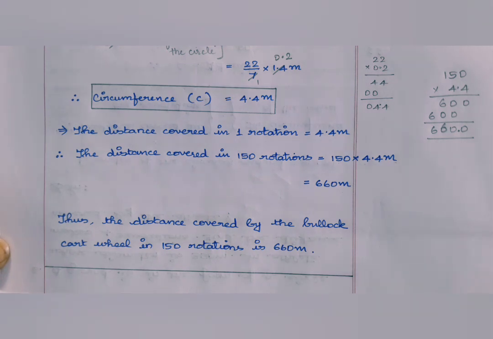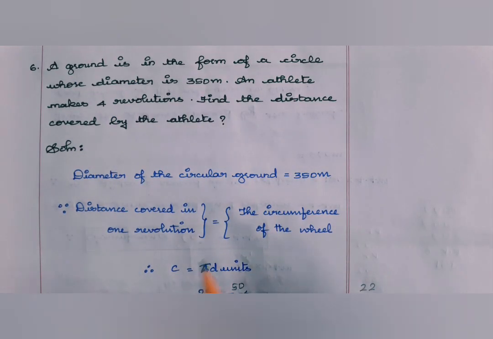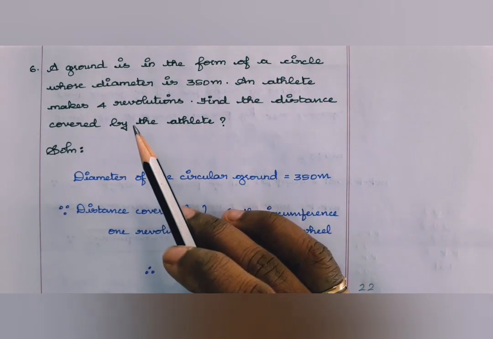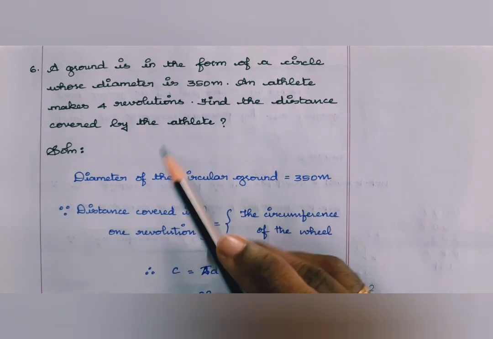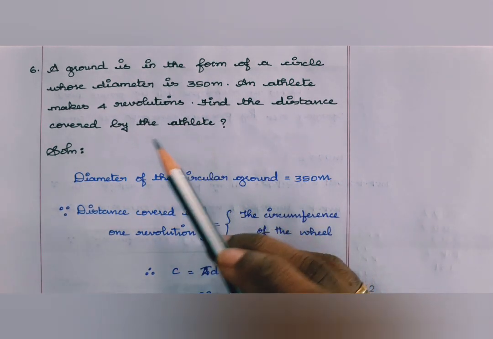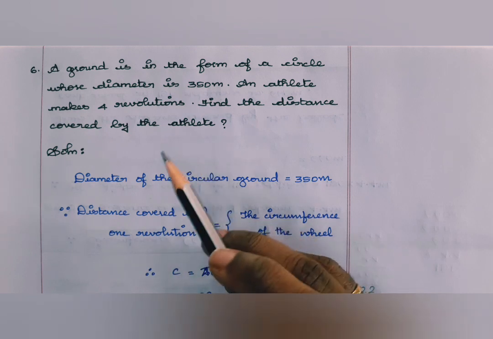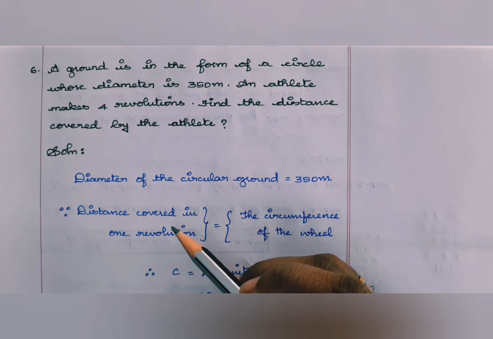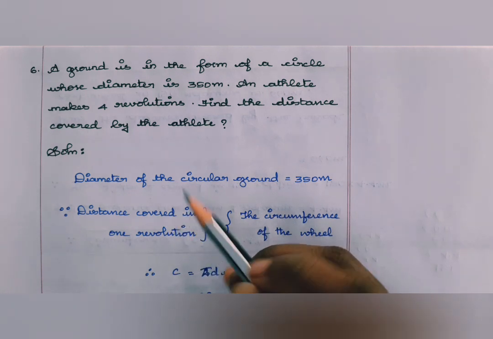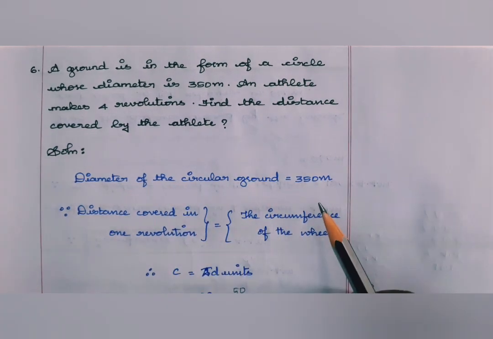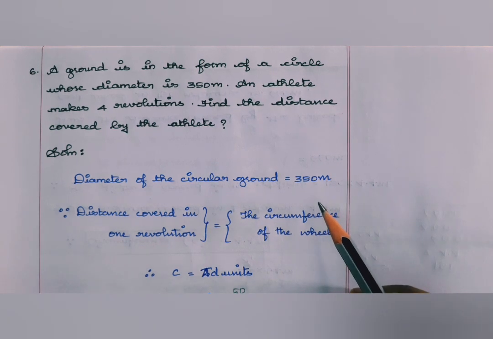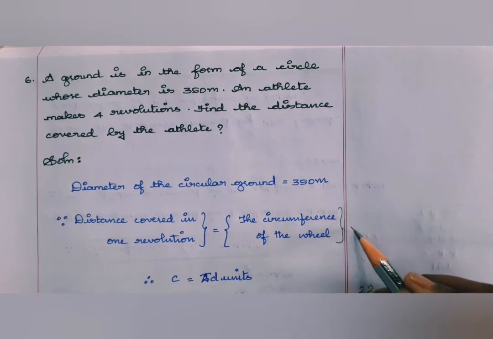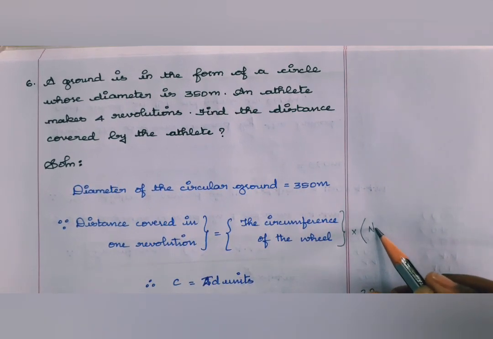Clear? Yes. Sixth question: a ground is in the form of a circle whose diameter is 350 meter. An athlete makes 4 revolutions. Find the distance covered by the athlete. Here also we have to go with the concept of distance covered in one rotation, which we can call a revolution. The diameter of the circular ground is 350 meter. Distance covered in one revolution is equal to the circumference of the circle, times the number of revolutions.